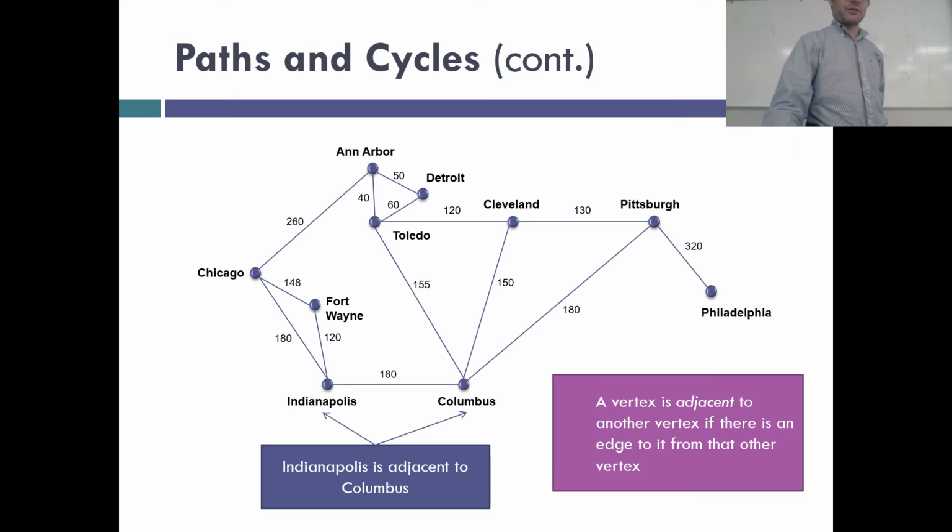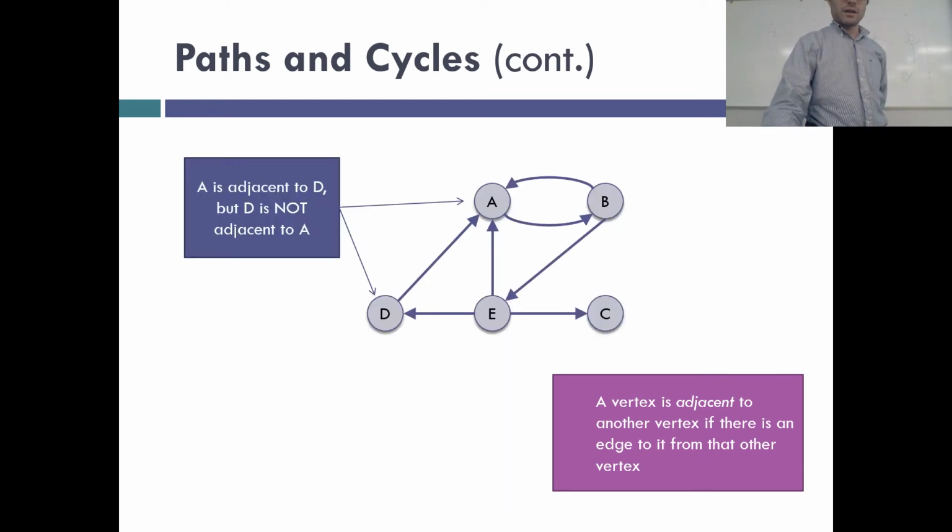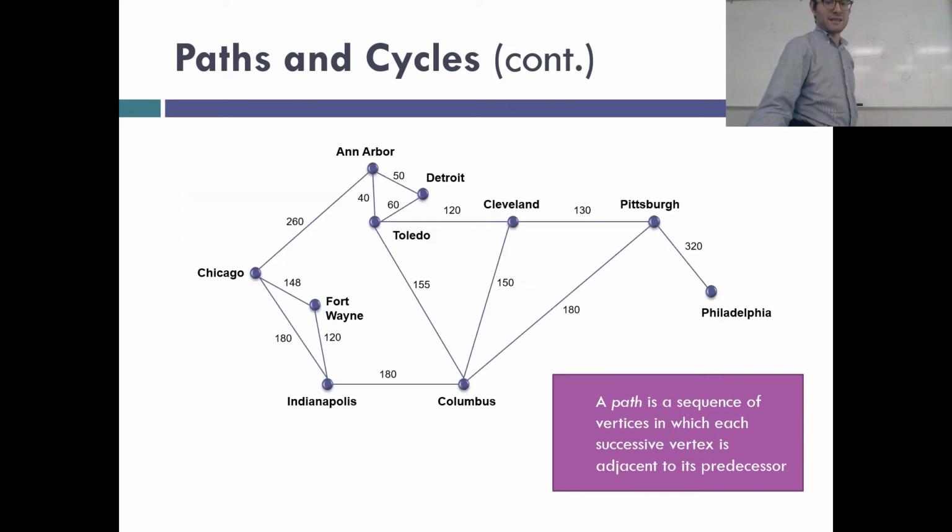Indianapolis is adjacent to Columbus. Chicago is not adjacent to Columbus. In this case, A is adjacent to D because you can get from D to A. But D is not adjacent to A, and I'm never going to test you on that definition. What I do like to say is that they're neighbors. I rarely use the term adjacent. I like to say they're neighbors.